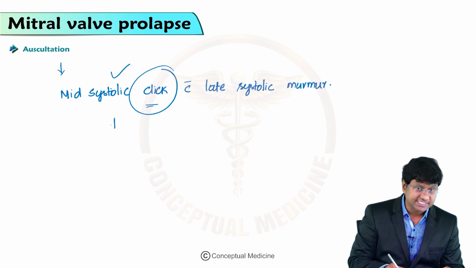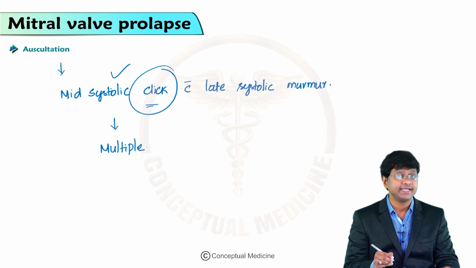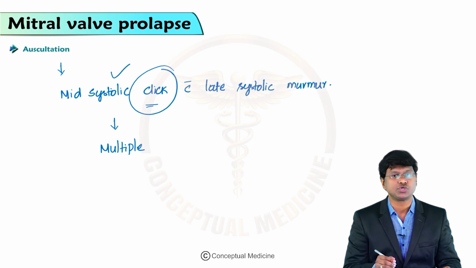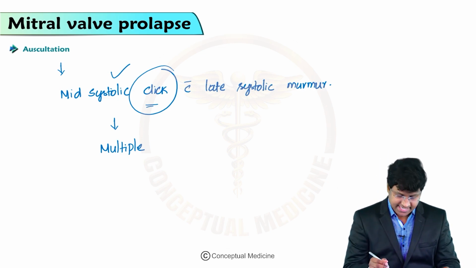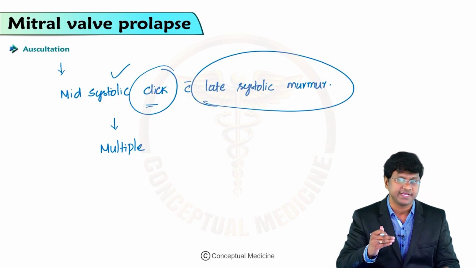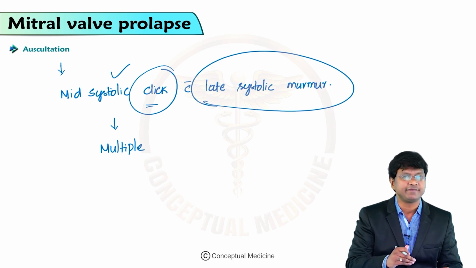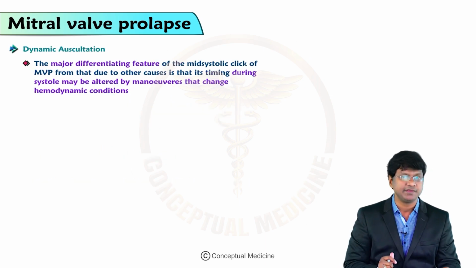And these systolic clicks in mitral valve prolapse are multiple systolic clicks that you will see in patients with mitral valve prolapse. They also have the late systolic murmur. And why is that? That is because of the regurgitation of the blood from the left ventricle to the left atrium. Now, dynamic auscultation is very important.